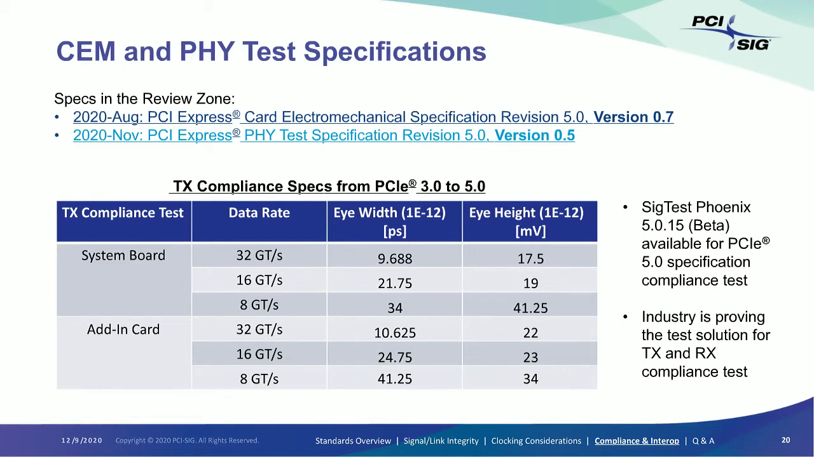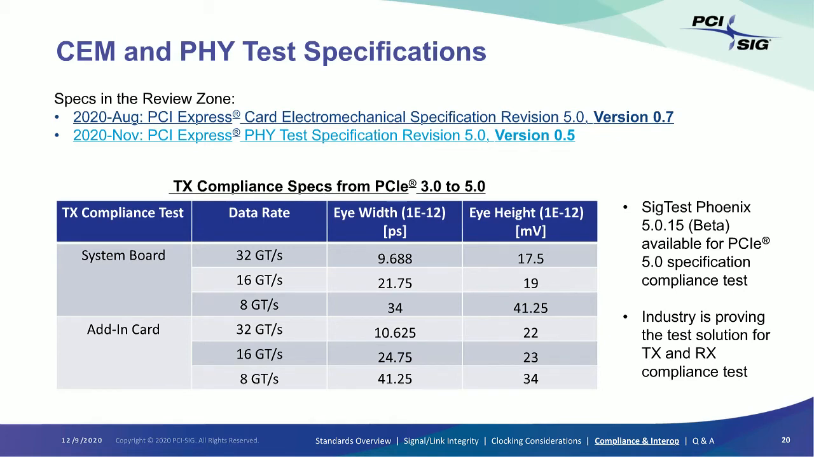But obviously, the eye width to meet the target bit error rate has reduced significantly from 21 to around 10 picoseconds. And it should be noted that for the add-in card testing for this transmitter compliance, it has to meet the eye limits with at least one transmitter EQ preset. And these limits are, of course, post-receiver equalization as defined in the base spec.